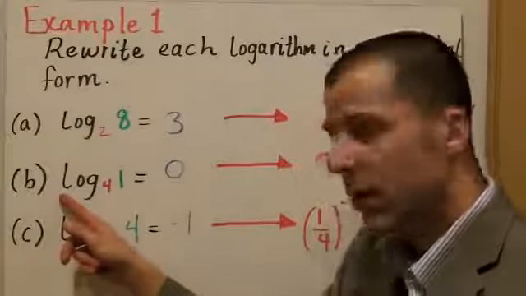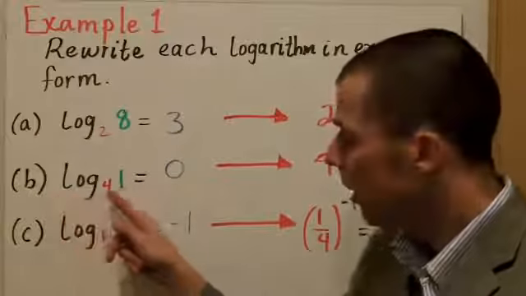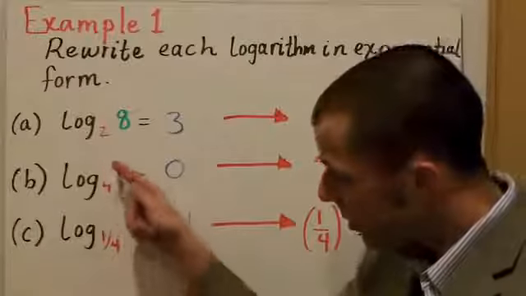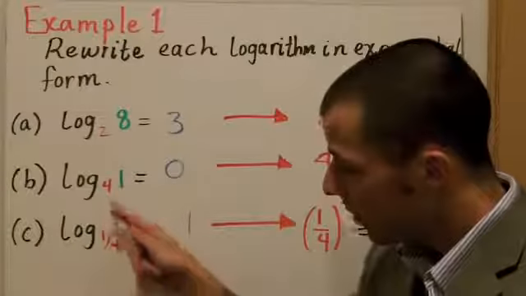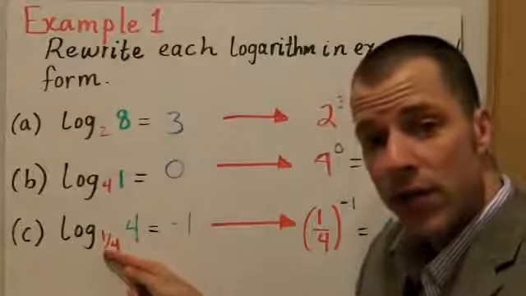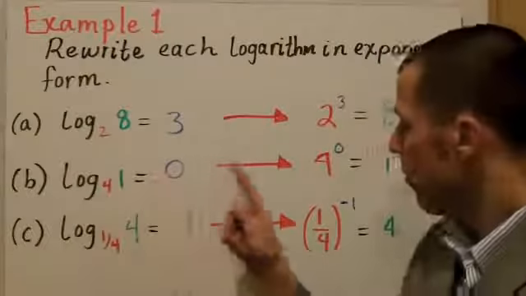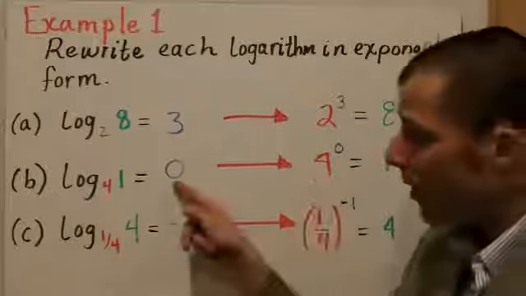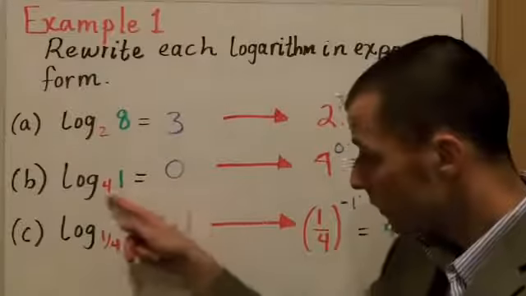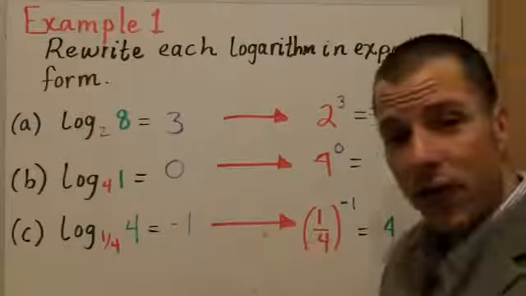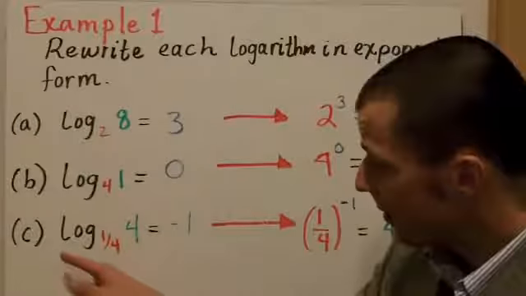Now, the second one is log base 4 of 1 is equal to 0. So we're going to rewrite that. This letter b is always going to be the base of your exponential function. So our base here should be 4. Our power is what the logarithm is equal to, so 4 to the 0 power is equal to 1, and anything to the 0 power is 1. So that also makes sense.